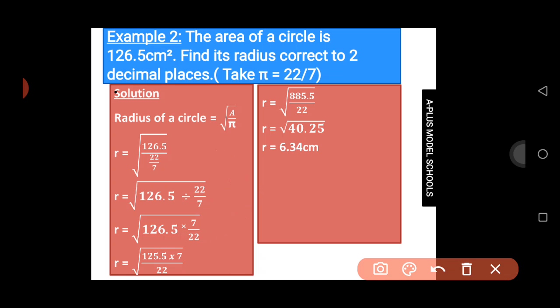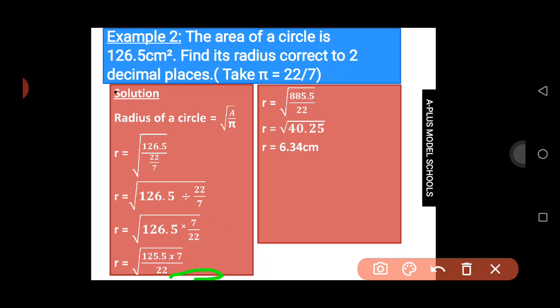So that will be 126.5, then times, you can see division has changed to times. That is times 7 will come up, then over 22 will come down. So that will give you 7 over 22. So I have 126.5 times 7 all over 22 times 1, which will give me 22 from this step. Then from here, we have 126.5 times 7. That will give me 885.5.